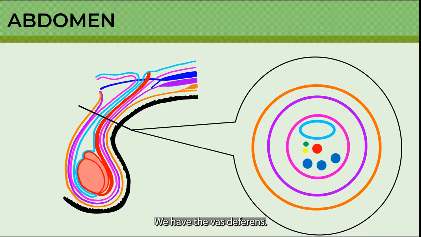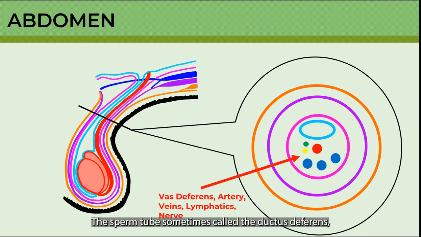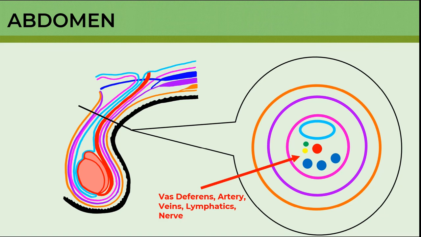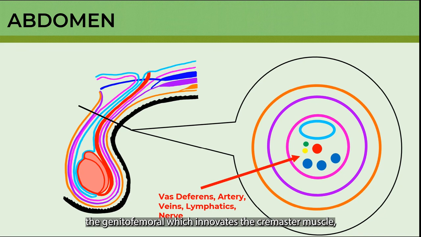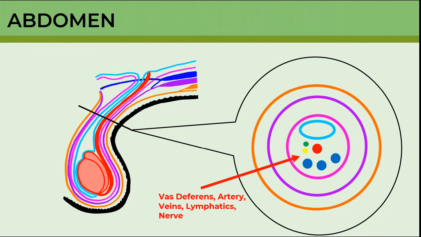We have the vas deferens, the sperm tube, sometimes called the ductus deferens, along with a collection of vessels, such as the testicular artery, the venous plexus, or as it's known, the pampiniform plexus, which acts to drain the blood supply to the testes, but also acts to cool the arterial blood supply down before reaching the testes. We have the genital branch of the genitofemoral nerve, which innervates the cremaster muscle, and we have a collection of lymphatic vessels.